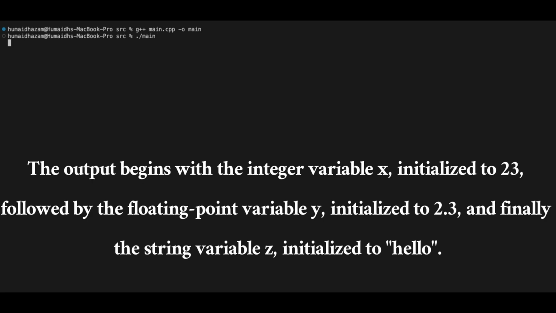Now, we will compile and run our program. The output begins with the integer variable x, initialized to 23, followed by the floating point variable y, initialized to 2.3, and finally the string variable z, initialized to hello.